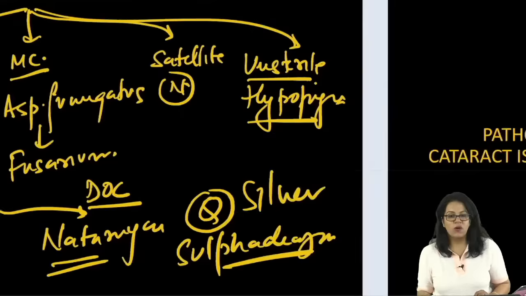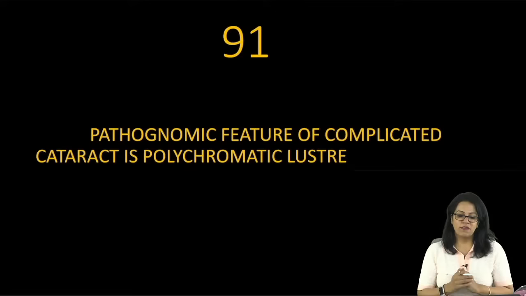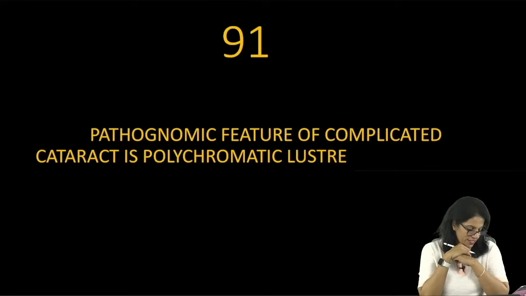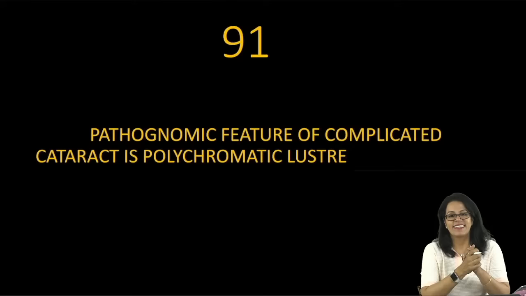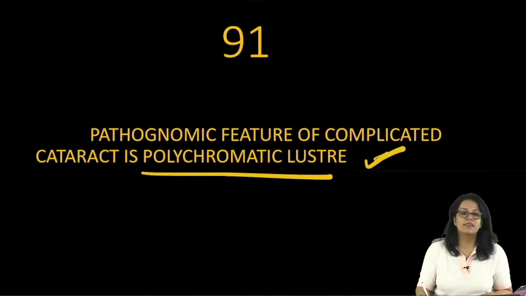Okay, we come to the next, 91. Pathognomonic feature of complicated cataract is. Okay, so everybody knows we are talking about polychromatic luster. Yes, very nice. Signs are more than symptoms in keratomycosis, and we are comparing this with bacterial keratitis. Come to this point. So, polychromatic luster is one important thing.